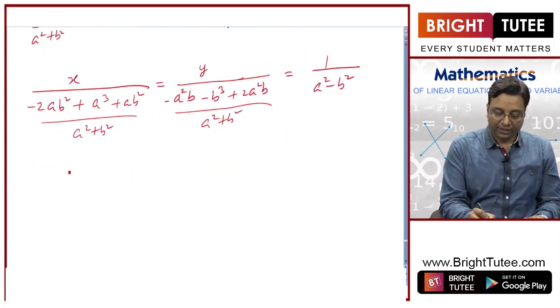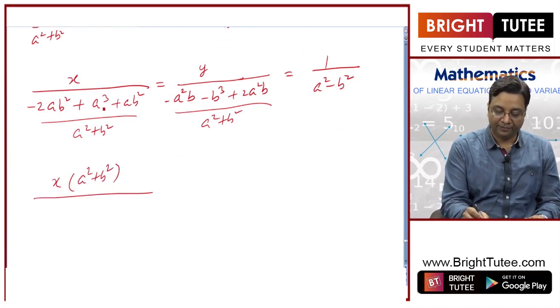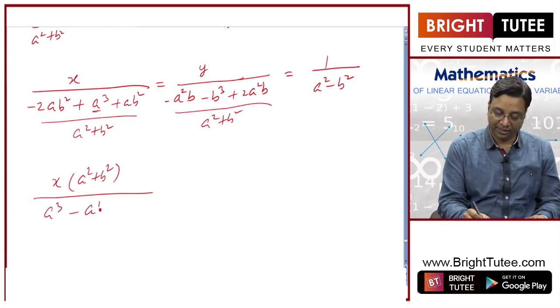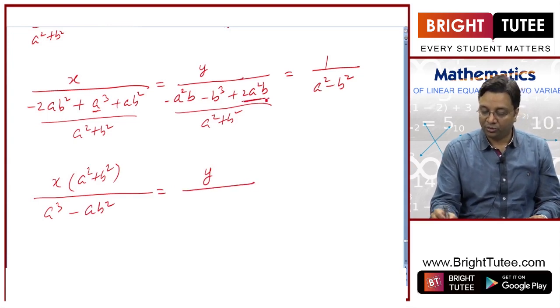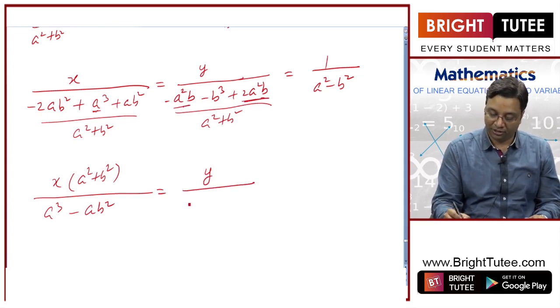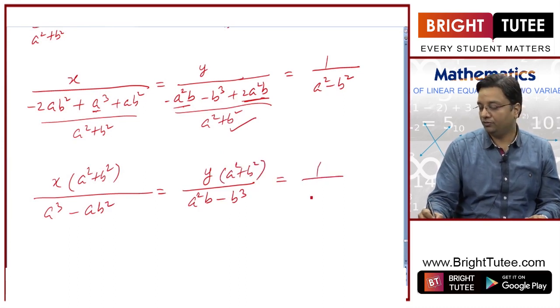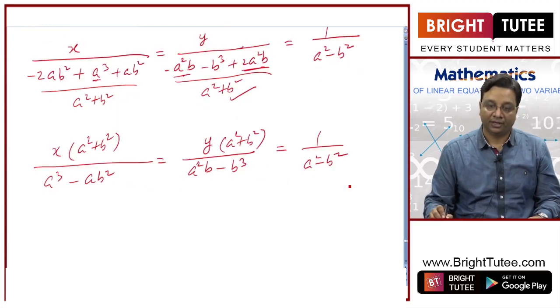So this will become x into a square plus b square divided by, this is a cube, right? This will remain as it is, a cube minus 2ab square plus ab square will become minus ab square. It is equal to y divided by, this is plus 2a square b, this is minus a square b. So it will leave me with a square b minus b cube, and this will go in the numerator, a square plus b square. It is equal to 1 by a square minus b square, right?